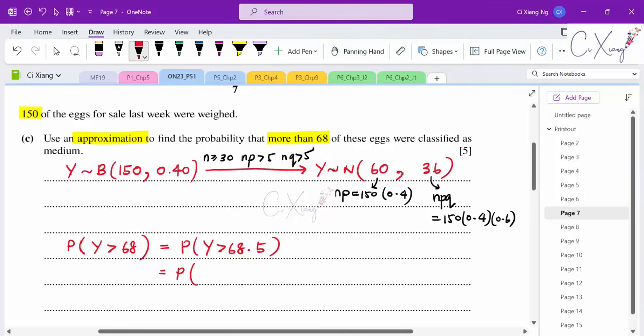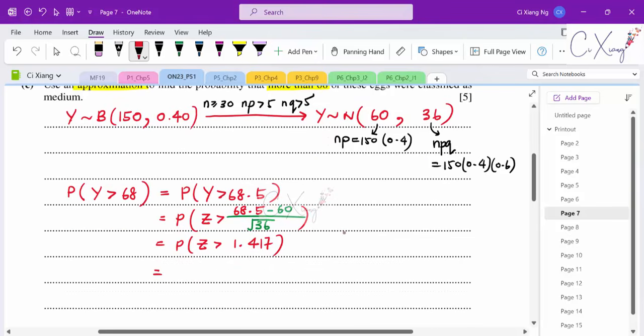After your continuity correction, since you know that it is normally distributed, you have to standardize it, change it to z. So I'm having the value of y minus the mean, so minus 60, divided by the standard deviation, so divided by square root 36. 36 is the variance, so standard deviation means square root 36. Again, for the same rules here, the value of z, please find it up to 3 decimal places, so it should be 1.417.